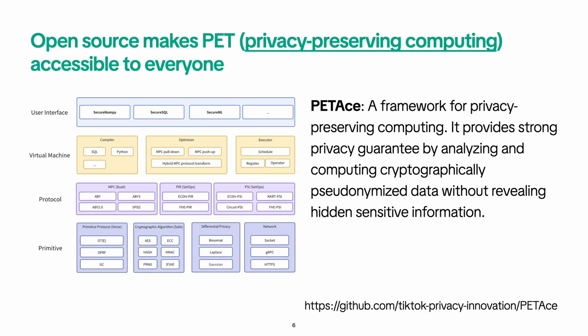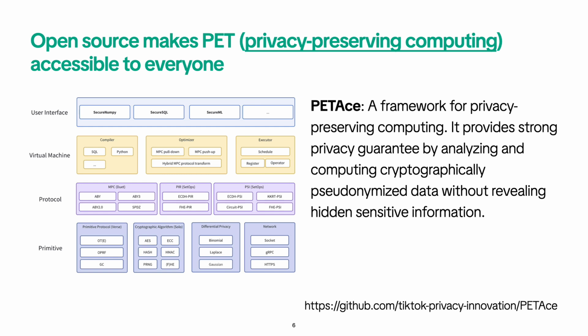The second project I want to mention today is called PET-ACE, which is a framework for privacy-preserving computing. It provides strong privacy guarantees by analyzing and computing cryptographically pseudonymized data without revealing hidden sensitive information. It consists of the following parts.